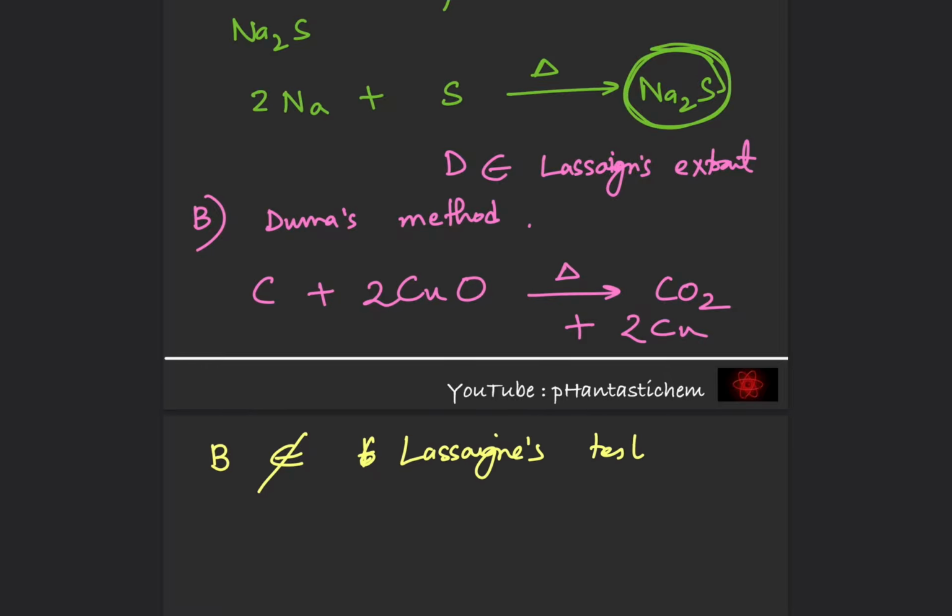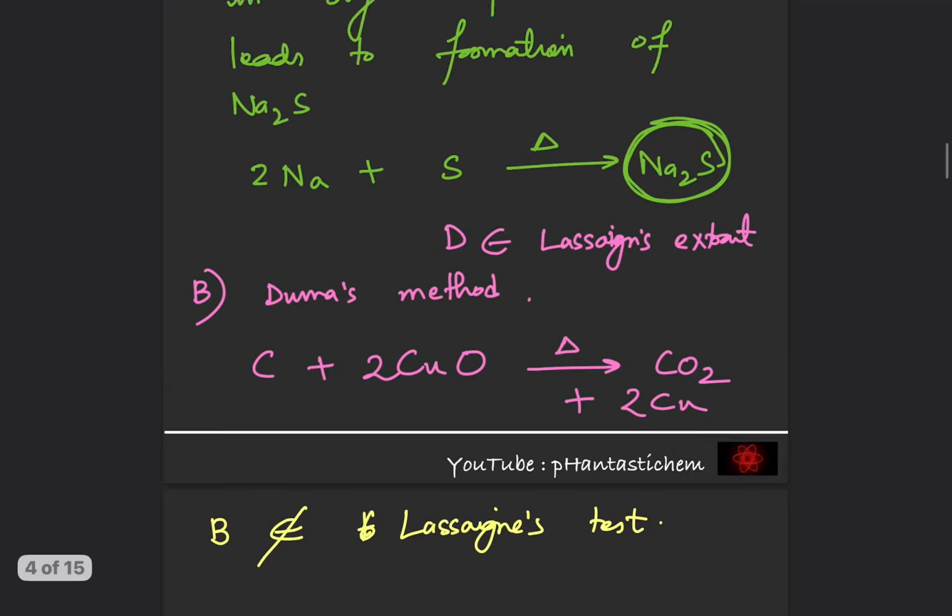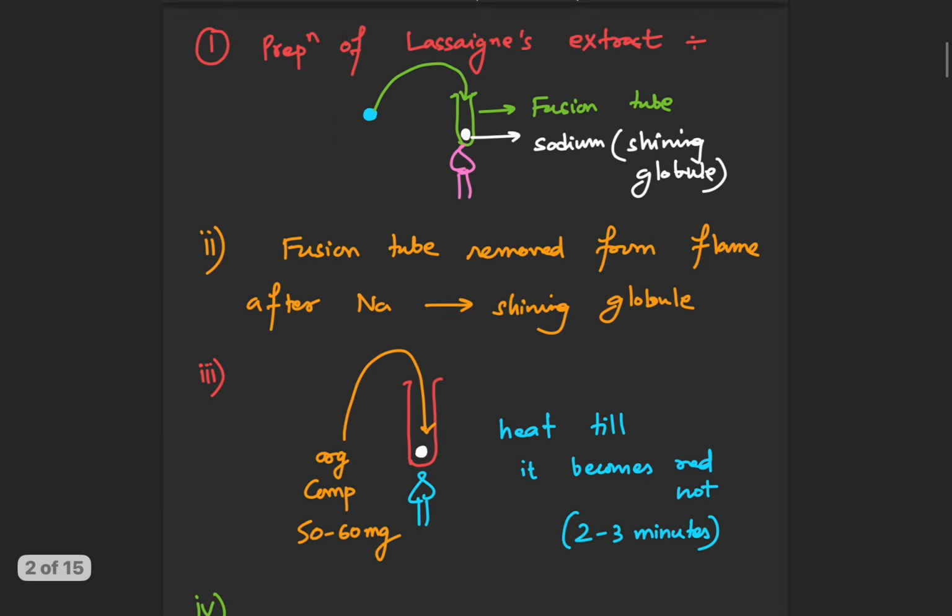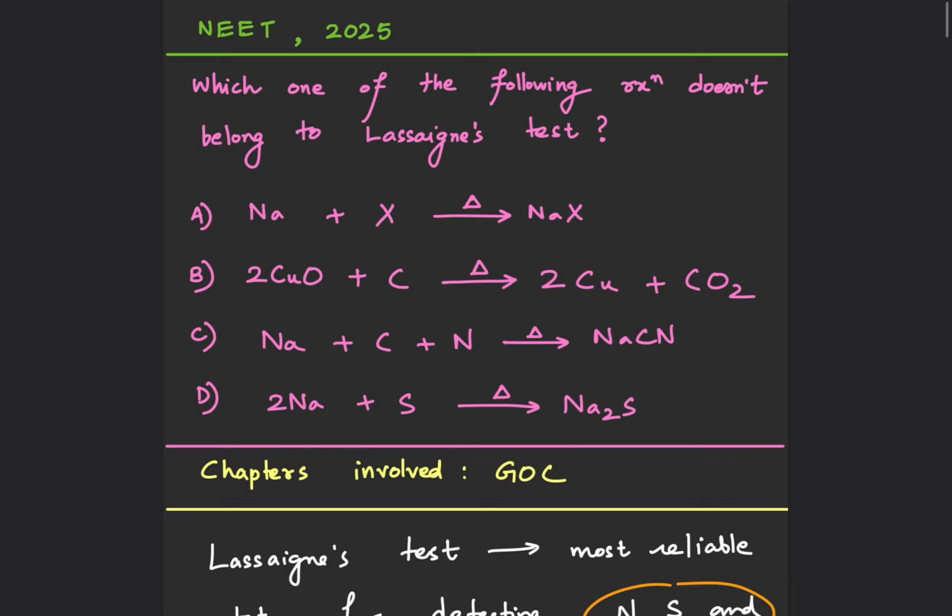In the question they are asking which of the following reactions does not belong to Lassaigne test. So the answer will be B. It is based on the Dumas method, whereas A, C and D are all based on Lassaigne test or Lassaigne extract. Okay, good. Thank you.